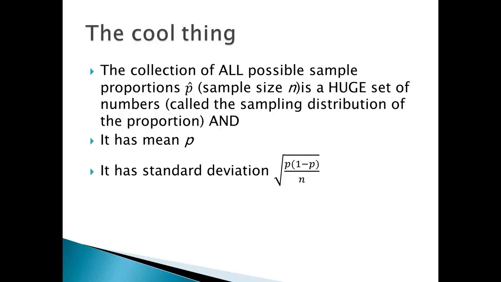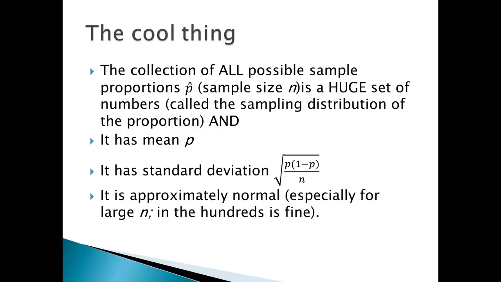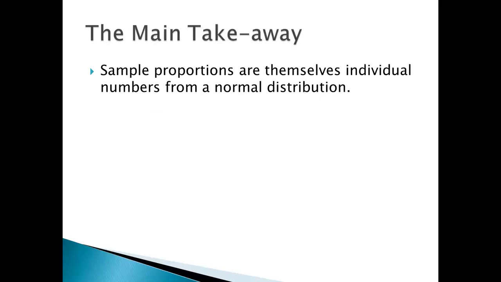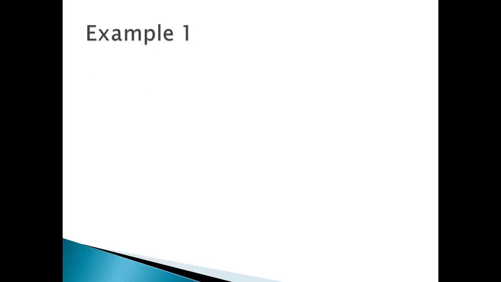It has standard deviation, square root of p times 1 minus p over n. That's very surprising that there is such a formula. And it follows a normal distribution, especially for large n. In the hundreds is fine. So the sample proportions, when you go out and sample a bunch of individuals from the population and look at the proportion that fit into your category, that sample proportion is itself one number from a huge normal distribution. So let's see how this works in practice.